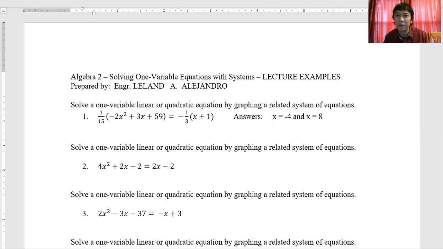There, okay, so we have the first number. How about the second? Okay, here's the second. Solve a one variable linear quadratic equation by graphing a related system of equations. So we're doing again by graphing. So copy and paste. So Control C and then go back to your Desmos screen.